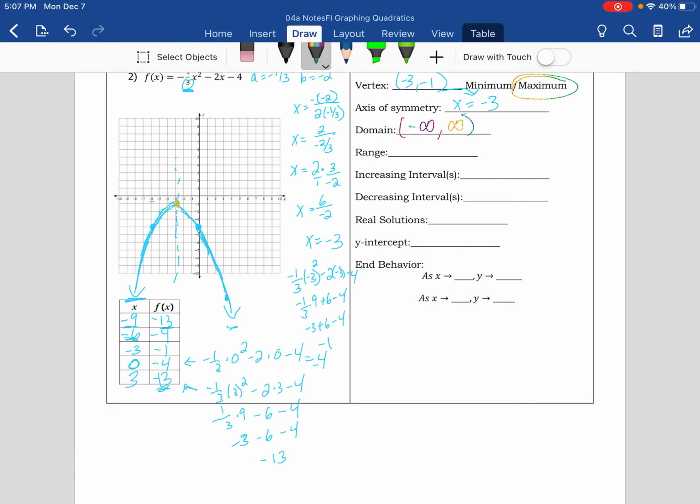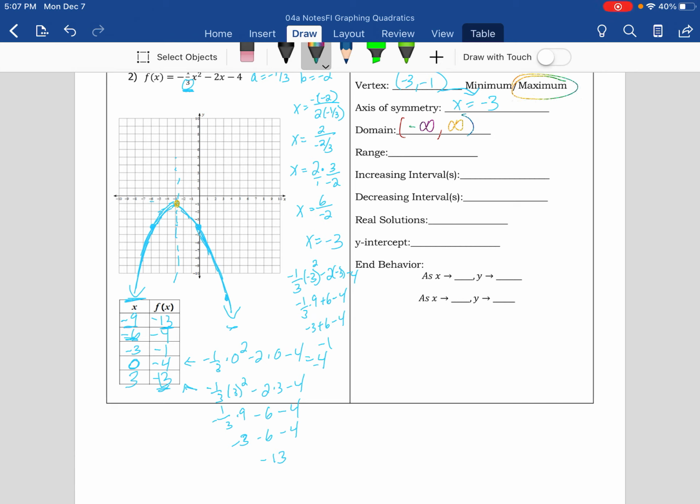My increasing interval is from negative infinity to negative 3. Remember that it's where you look at your x values. So it's going to be negative infinity to negative 3. My decreasing interval starts decreasing again at negative 3 and goes to positive infinity. So this half here. My real solutions, in this case, there are none because it does not cross the x-axis. My y-intercept is right here at negative 4.